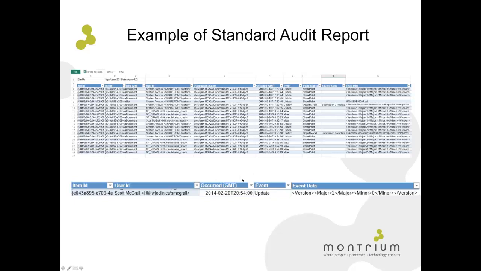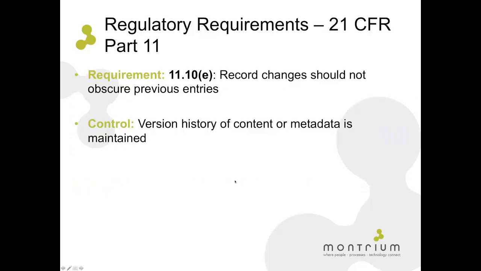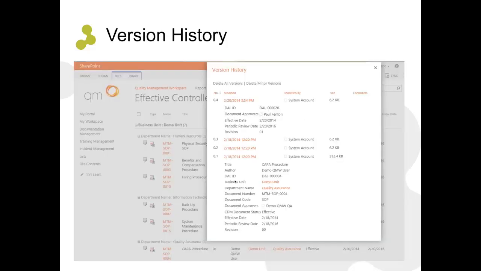So the next requirement, 1110E, is record changes should not obscure previous entries. And again, this is really where the version history comes in. And so we maintain a full version history of content and metadata. And of course, with documents, the changes would actually be within the documents themselves. And so we need to be able to go back in time and see previous versions of that particular document or record. And we can do that very easily here by clicking the link to the different versions that we want. And we can also see any changes in metadata.